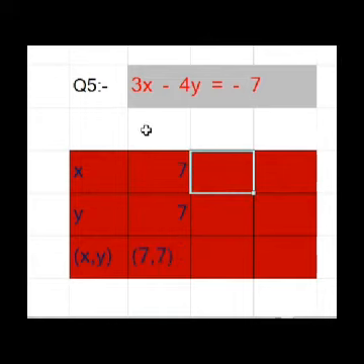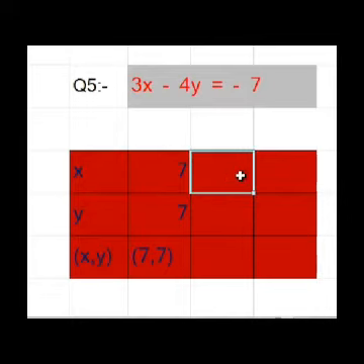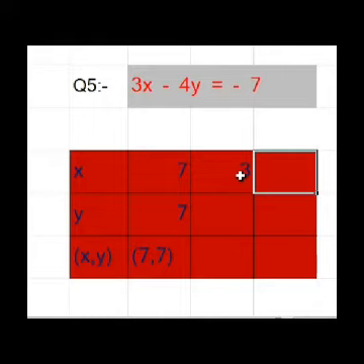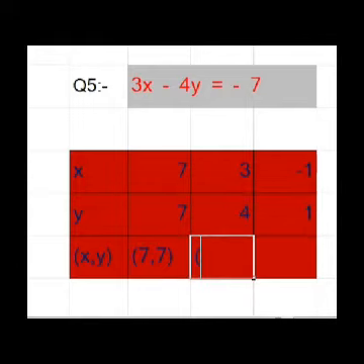We can find the second value of x by adding the coefficient of y, minus 4. 7 minus 4 is equal to 3. 3 minus 4 is equal to minus 1. And find the second value of y by subtracting the coefficient of x. 7 minus 3 is equal to 4. 4 minus 3 is equal to 1. The table has a first bracket 3, 4 and another bracket minus 1, 1.